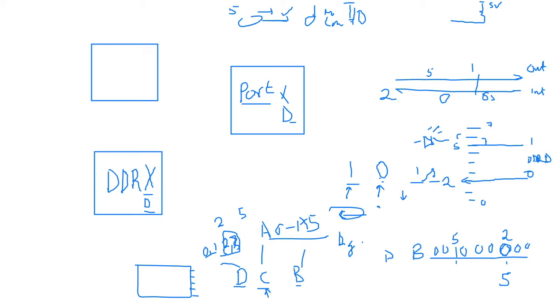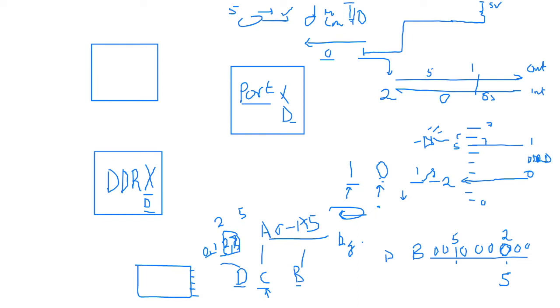Okay, but how about if it is an input? If it is an input and we send a 0 to the port, we don't expect anything to happen because we are simply connecting to ground. If we send a 1 to it, what we are actually doing is connecting that signal to the 5-volt source. So the first step we want to do is the pull-up.